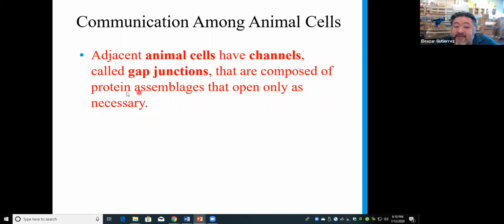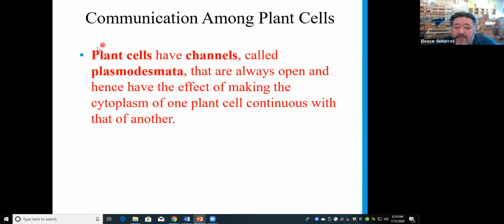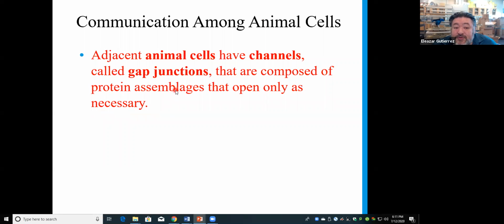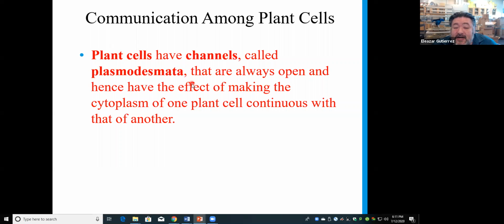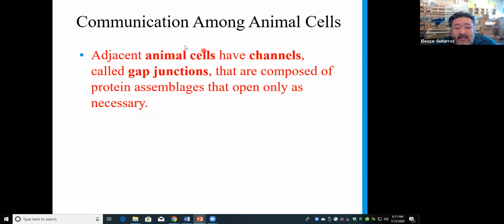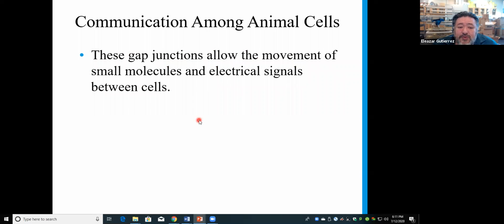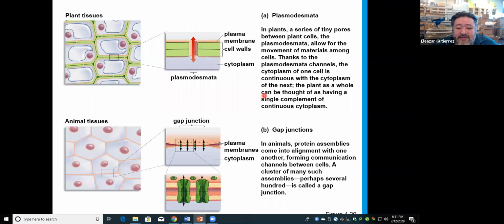You and I have the same thing, except that with us, they're called gap junctions. Why are they different? Because plant cells have a cell wall, you and I don't. So plasmodesmata are a little bit more complicated than gap junctions, okay? But same concept, protein assemblages that open only as necessary, okay? They allow cells to communicate with each other.